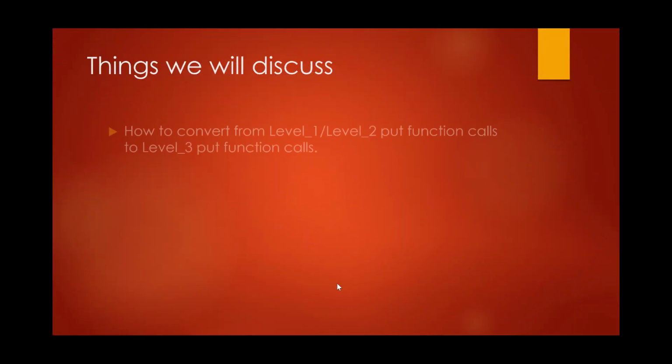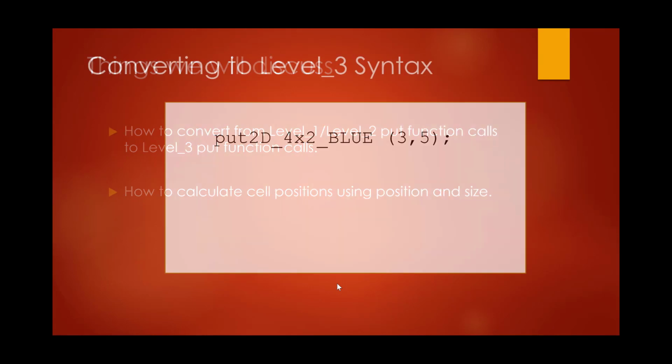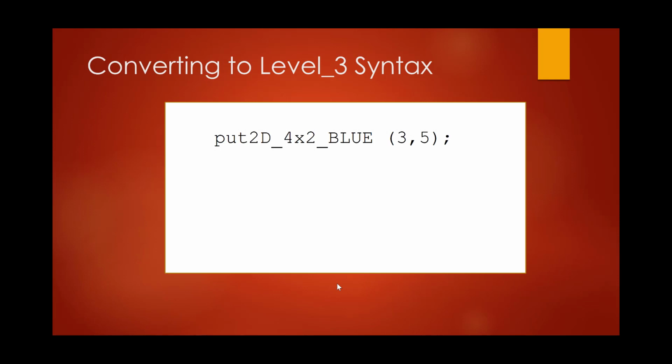So in these slides, there's a couple things I want to talk about. One is I want to show you how you can convert from a level 1 and level 2 put function call to an equivalent level 3 put function call. And then I want to take a closer look at how one can calculate certain cell positions given the lower left corner, the reference point of a put function call, and the size of the rectangle that you're creating. So it's important for us to be able to do this. All right, so I'll get back to that.